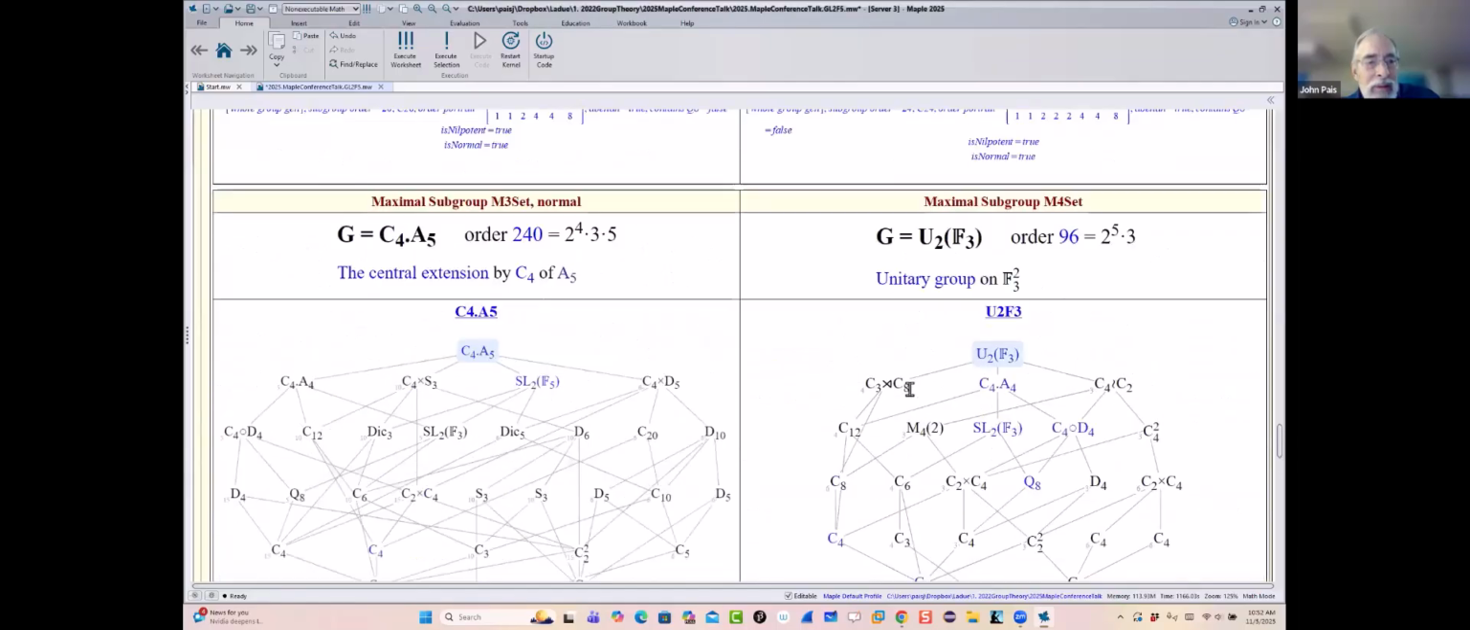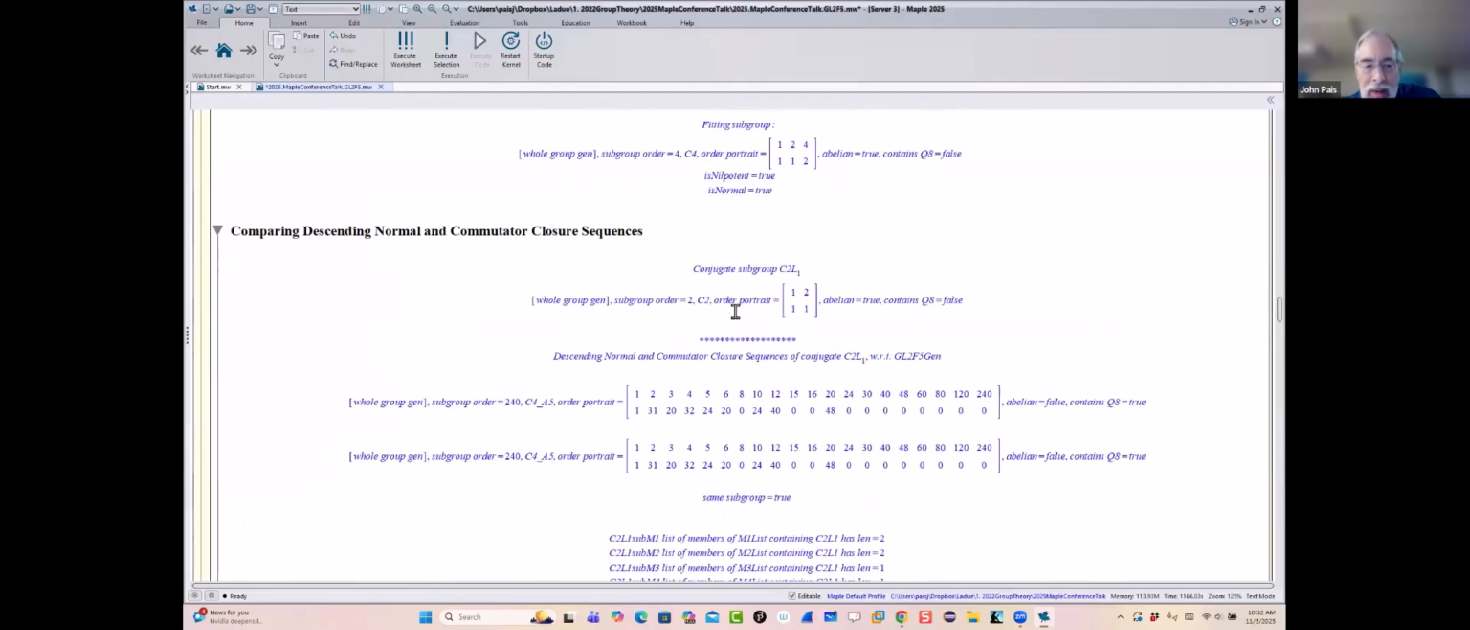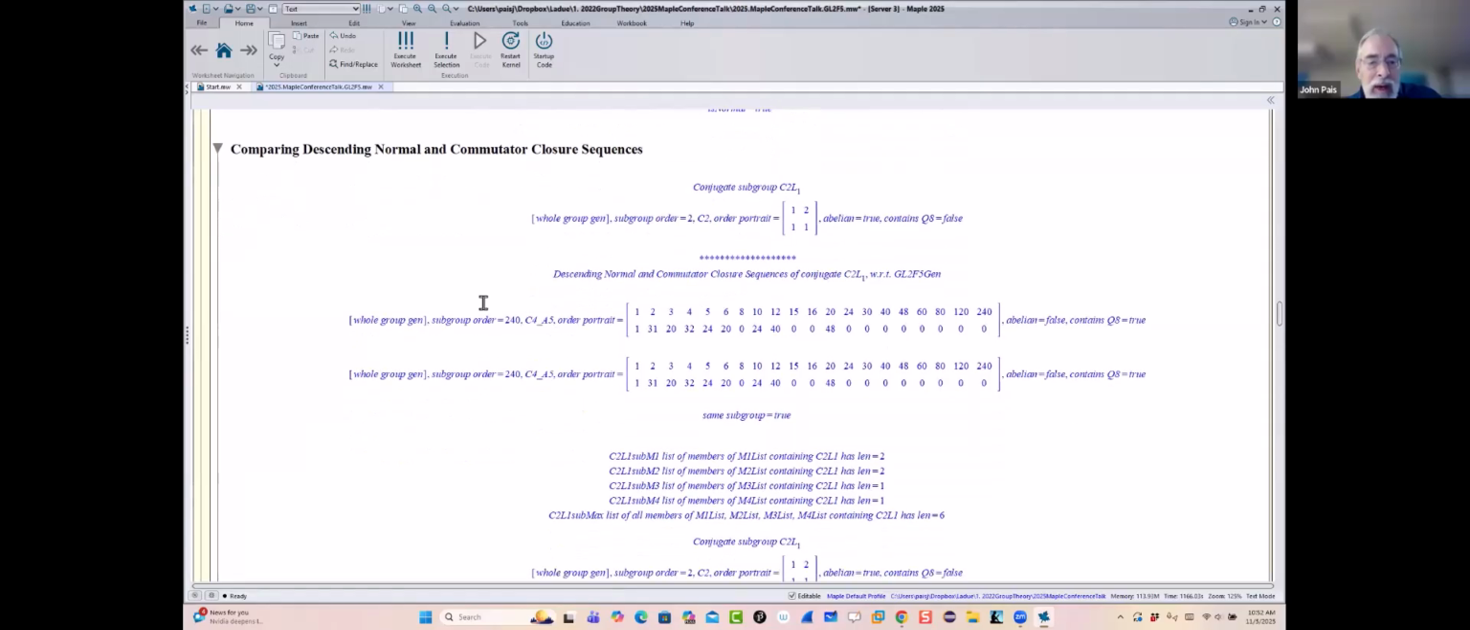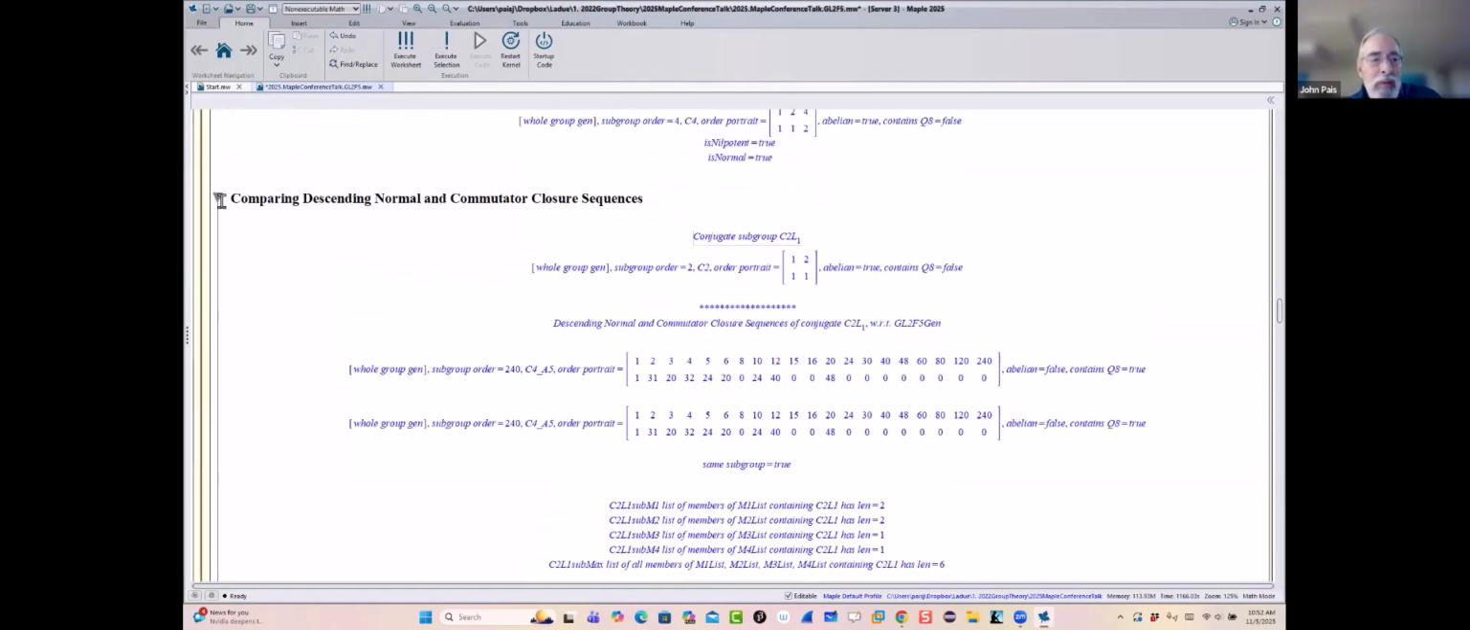Okay, that gives you a quick idea of how I would expect the kids to implement the stuff and test it. Let me just say one more thing about that, and that's testing the descending normal closure. I defined it both in terms of using conjugates, which is the first way, and the second way in terms of commutators. I computed the descending normal closure of C2 using both methods, and I got the same thing. And I did it with a bunch of conjugate subgroups and got the same thing. That's what I expect from the kids.